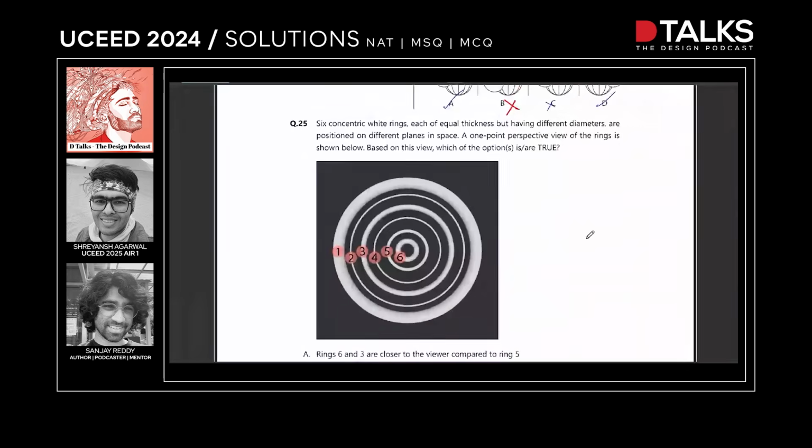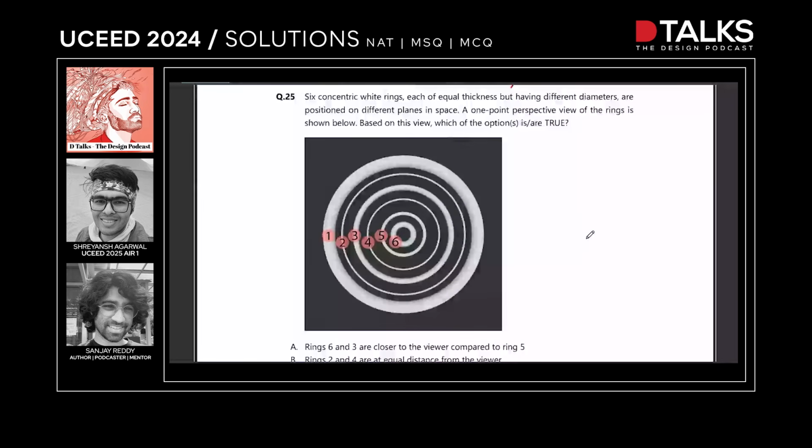Six concentric white rings, each of equal thickness, but having different diameters, are positioned on different planes in space. A one-point perspective view of the rings is shown below. Based on this view, which of the options is or are true?